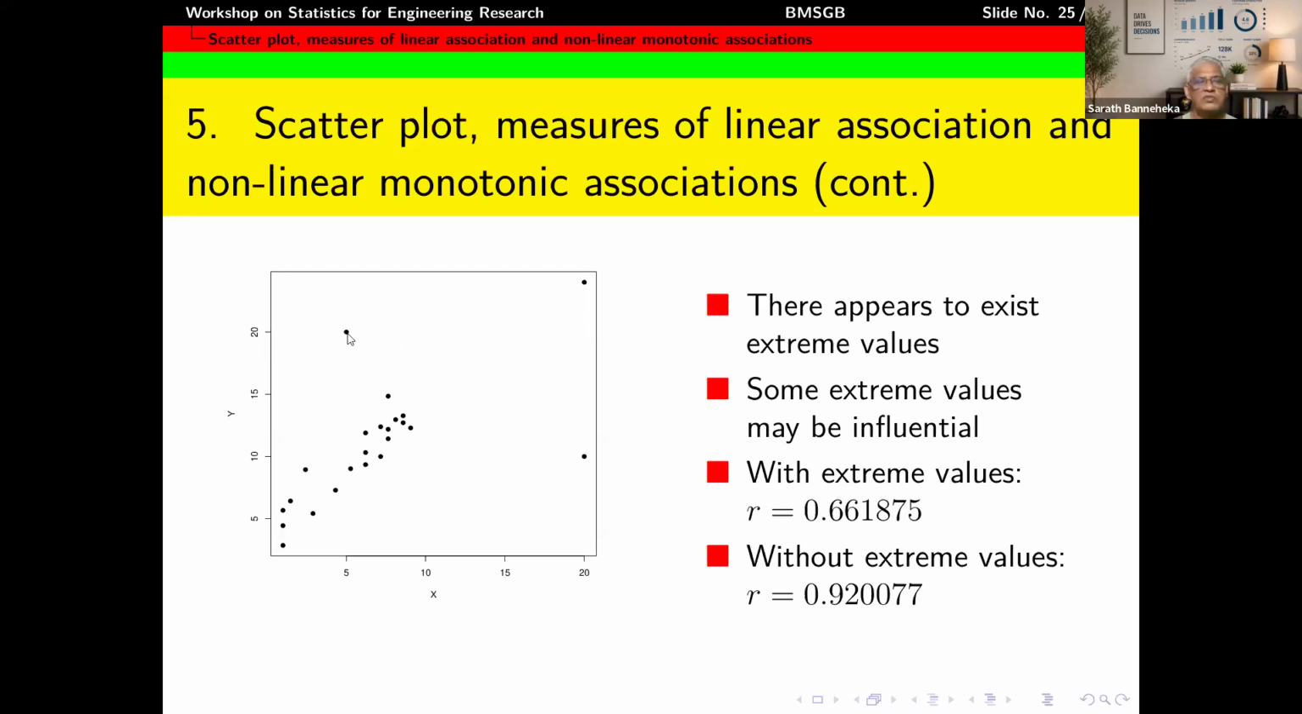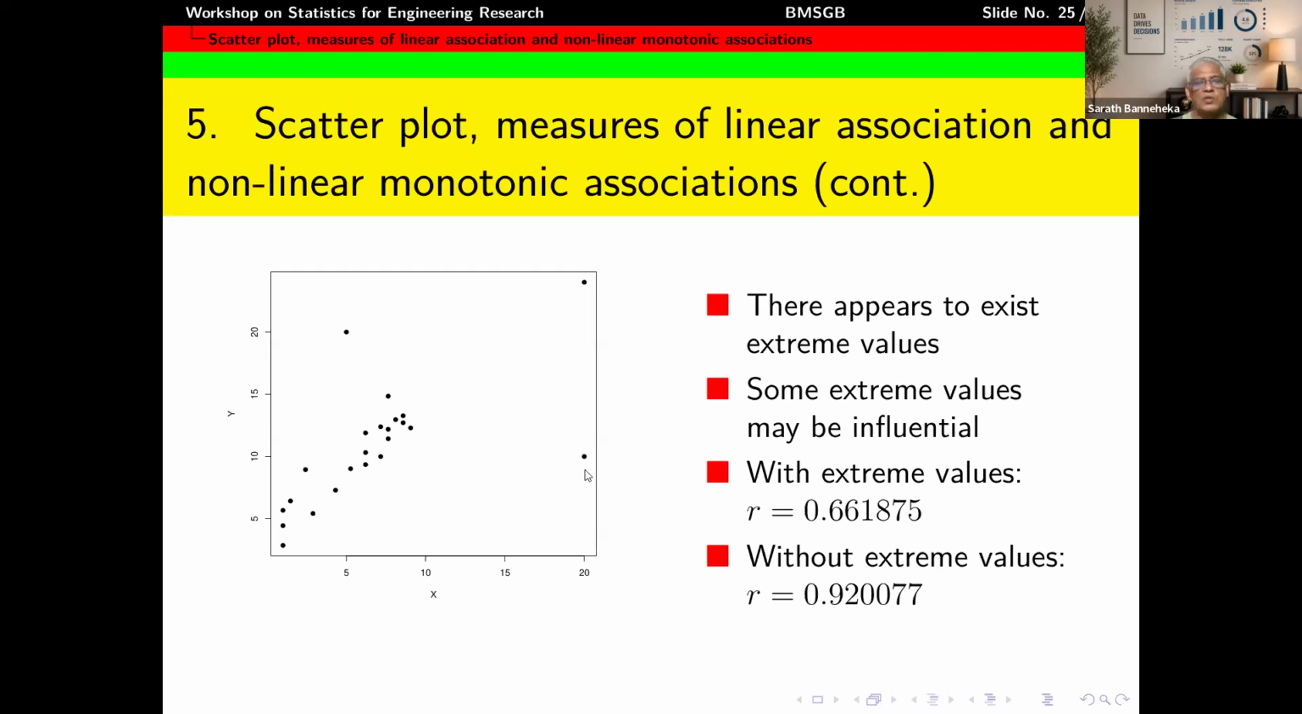This observation, you can see that this x value is within the normal range of the other observations, but the y value is quite different from the normal range of y values for the bulk of the observations. So this observation may be considered as an extreme value with respect to its y value. Right? This observation is maybe extreme with respect to its y value, but not with respect to the x value.